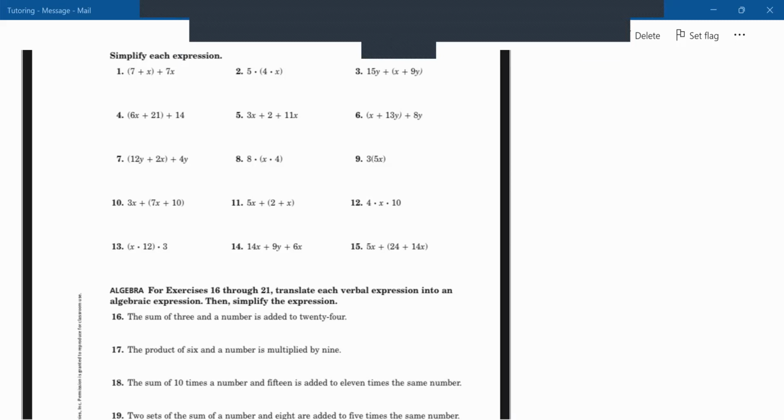Hey everyone, this is Mariam from Tutor and Excel, and today we are going to discuss equivalent expressions. So what they want us to do here is to simplify each expression.